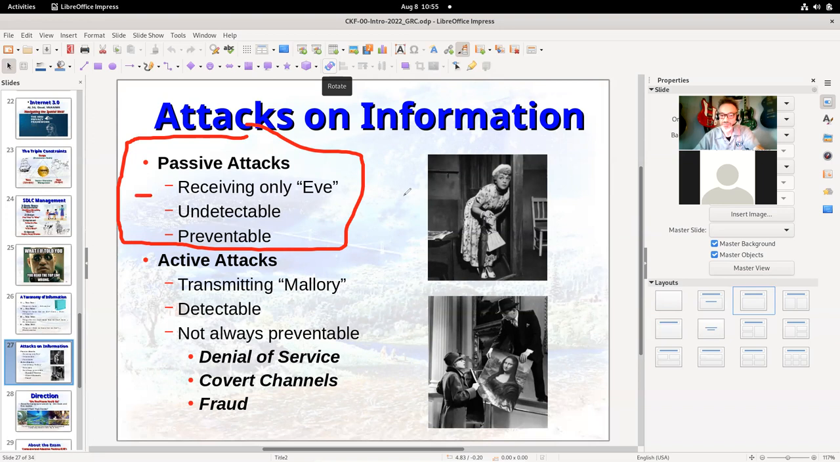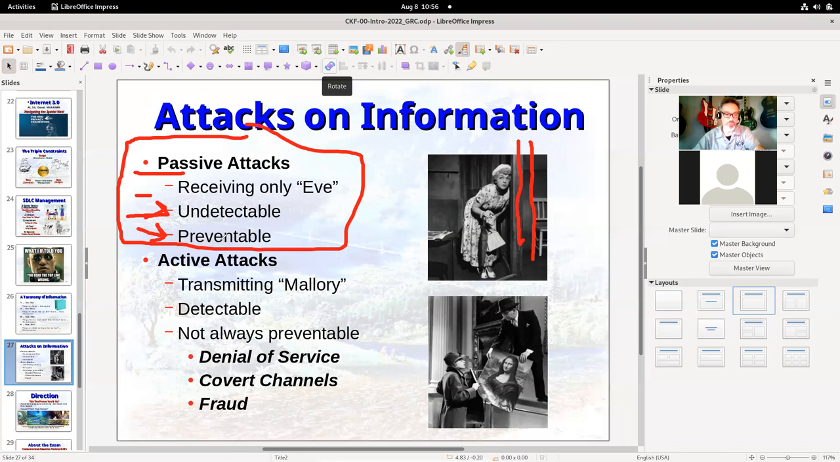I'm sniffing. I can't tell if somebody's on the other side of the room listening to me, but I could have made that wall thicker. I could have soundproofed the room. Passive attacks are undetectable, but they are preventable. But I can't prevent fraud, and I would expect to see a lot of it on any ISC2 exam. And I definitely got quite a bit on this exam.